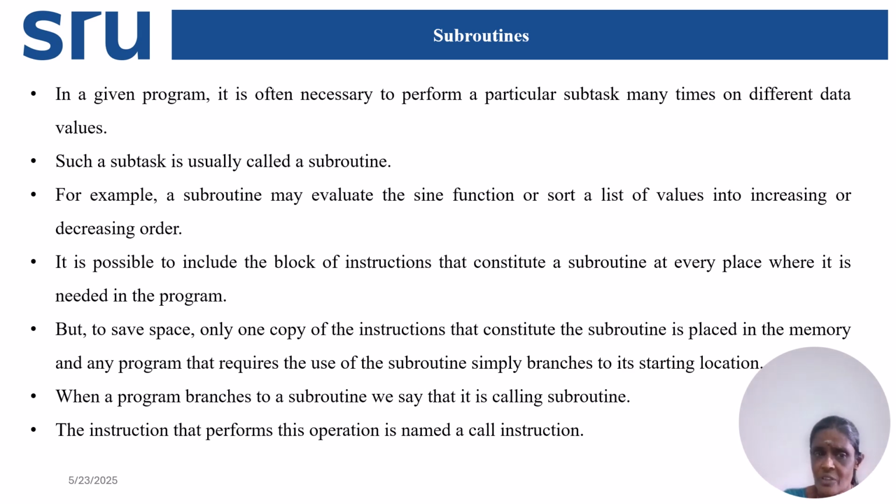So this is what is stated here. To save space, only one copy of the instruction that constitutes the subroutine is placed in the memory. And any program that requires the use of the subroutine simply branches to its starting location. So what is the meaning of branches? It is not a continuous address. It is a separate address. So definitely the control has to transfer. It has to stop the main program execution, and it goes to some other memory location. That is why it is branching. It is known as branching.